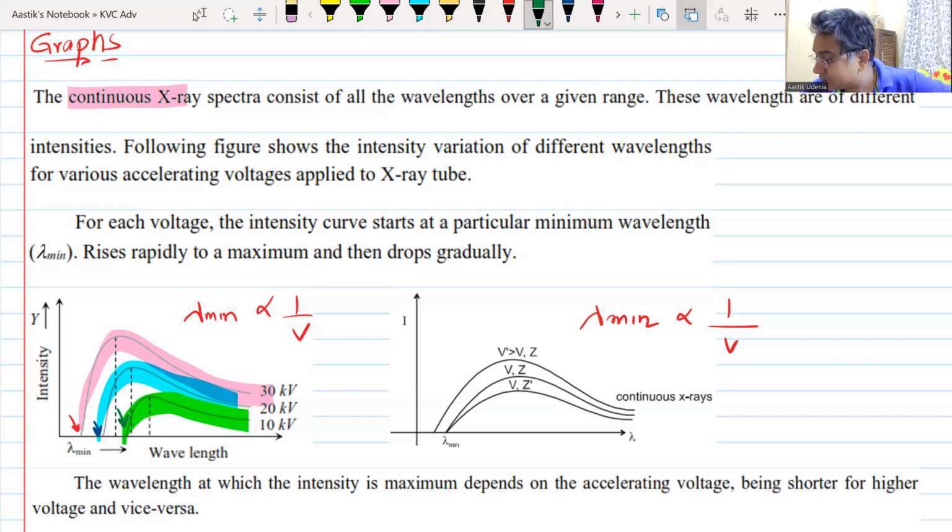On the right hand side, we see two different metals, but with the same voltage, lambda min is the same. Do we understand this? Yes. When the voltage is changed to V dash, lambda min becomes less. Do we understand this? Yes, sir. We just need to draw the graph. Do it fast so that we can move on to some questions.